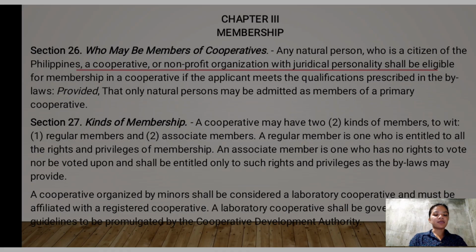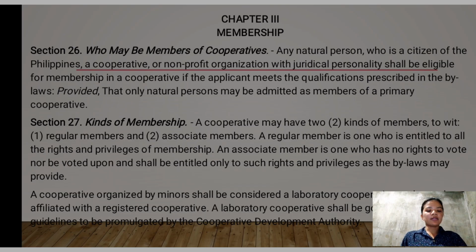Chapter 3, Membership. Section 26, Who may be members of cooperatives. In this section, it outlines who may be members of a cooperative. Natural persons who are Philippine citizens, as well as cooperatives or non-profit organizations with juridical personality, are eligible for membership if they meet the qualifications set in the cooperative's bylaws. However, only natural persons can be members of a primary cooperative.